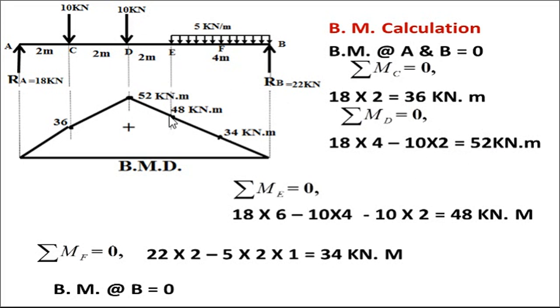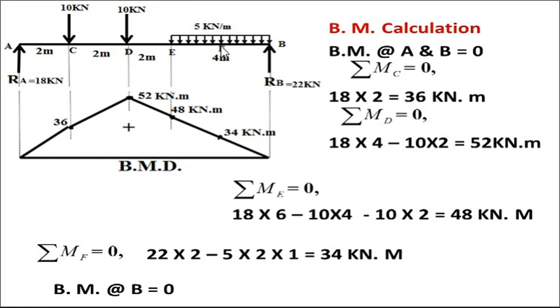Now the bending moment at point E is 48. So take moment at point E. You have to measure the distances from point E. So 18 into 6 up to E, that will be clockwise, minus 10 into 2 plus 2, that is 4, minus 10 into 2. So we'll get 48, the bending moment at E.